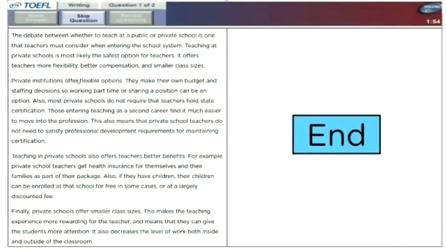Okay, that's your reading time. Now, you should have noticed that there were 3 main ideas there. There was the general topic, which was about why teachers should teach at private schools. And then the passage gave 3 reasons, right? Or 3 topics. So what were they? The first reason was flexible options. The second was benefits. And the third was class sizes. All right, so there were the 3 main ideas.